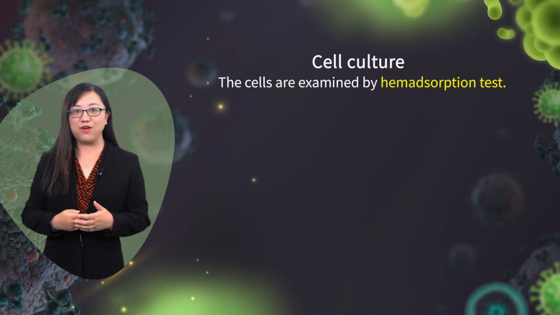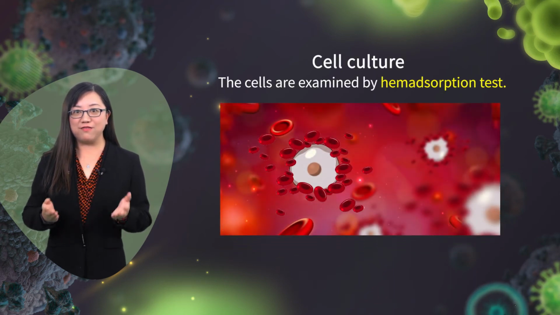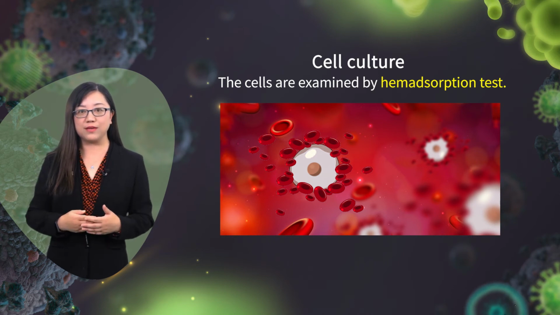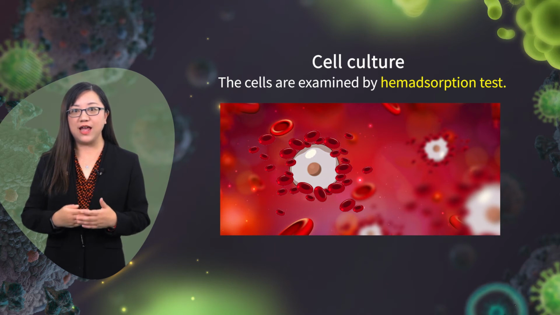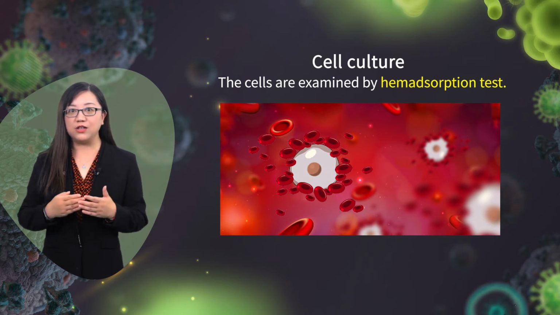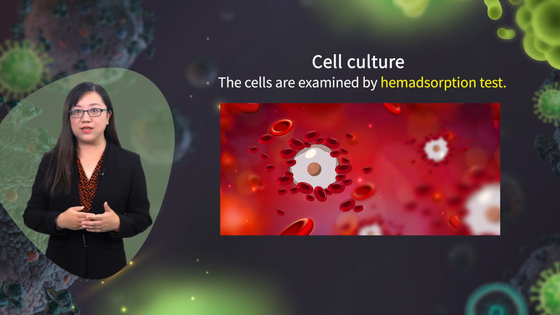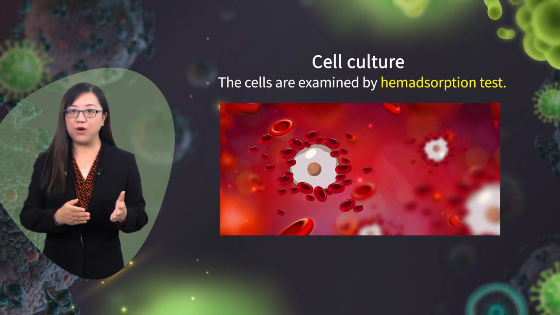Cell culture also could be used. The cells are examined by hemadsorption test. We can see from this photo, the viral infected cell expresses viral HA on the surface, then can adhere to red blood cells. Hemagglutination and hemadsorption are not specific for influenza viruses. Parainfluenza viruses and other viruses also have these properties.